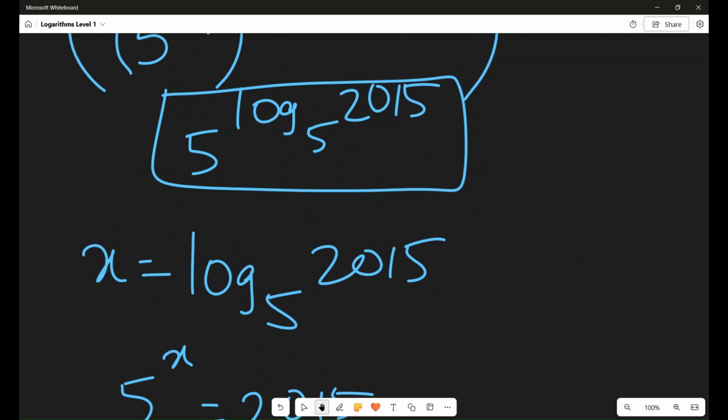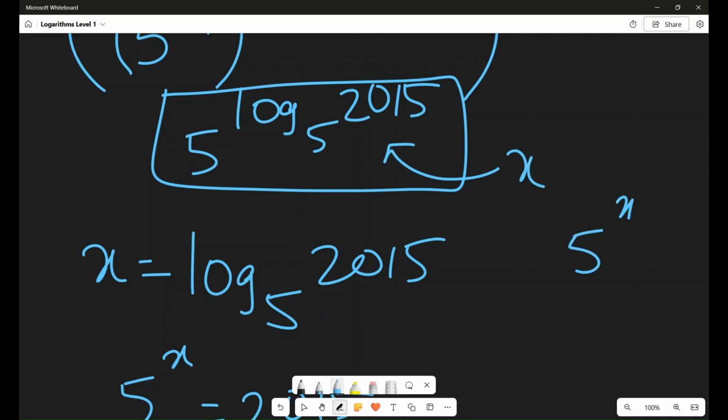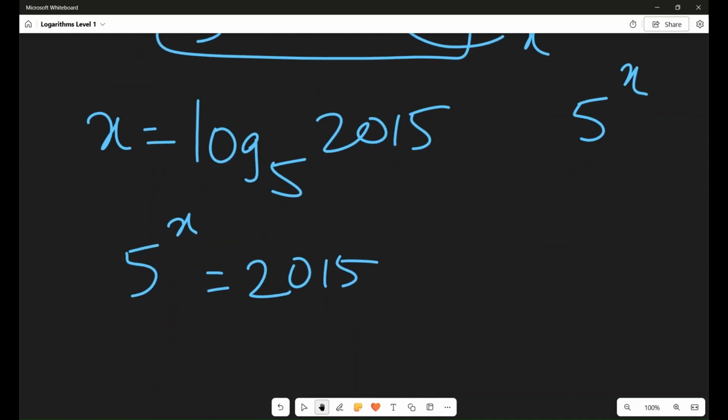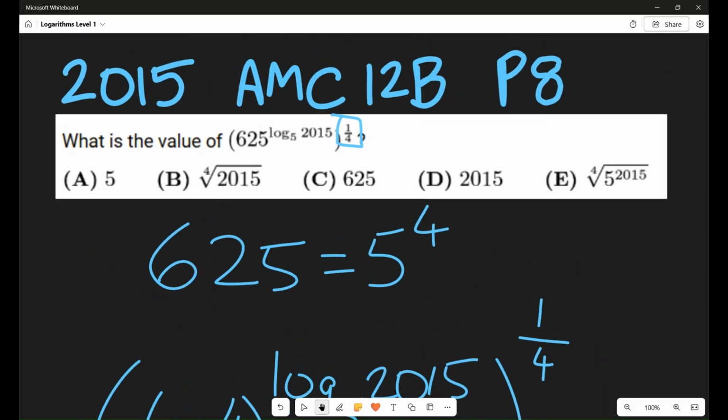Now we look back at the expression we want to find, and we say if log base 5 of 2015 is x, then what we want is just 5 to the power of x. So we look back here, and we see 5 to the power of x is just 2015. So we go back to the question, and we see 2015 is option D. We can choose that and move on.